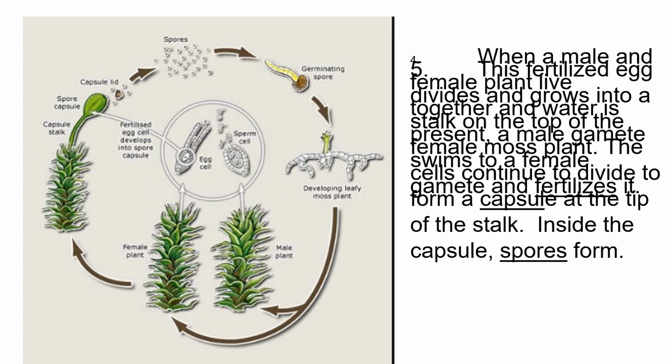Then stage 5 is going to be over here. The fertilized egg divides. It would be kind of right about here where I put that little blue dot on the picture. The fertilized egg begins to reproduce new cells. It divides and grows into a stalk on top of the female moss plant. So that's what you're seeing in this picture here. Here's the stalk. The cells continue to divide to form a capsule at the tip of the stalk. That would be right here in the picture. And then inside the capsule, the spores form.